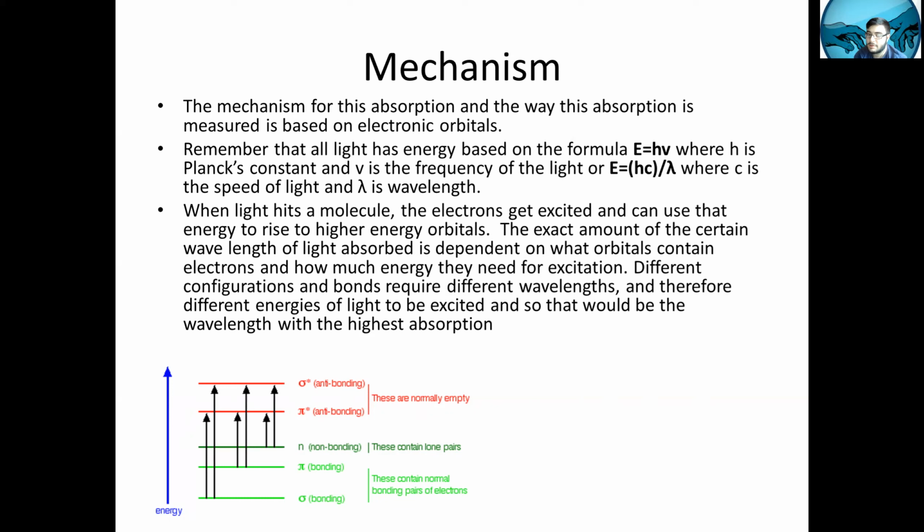Okay, the exact amount of the certain wavelength of light absorbed is dependent on what orbitals contain electrons and how much energy they need for excitation, right? Different configurations, bonds require different wavelengths and therefore different energies of light to be excited, and so that would be the wavelength of the highest absorption. I know that was a little bit confusing, but essentially what it's saying is that how the electrons are assembled for each different molecule in these sigma bonding, pi bonding, and non-bonding orbitals is what plays a role in what wavelength would be best for absorption.